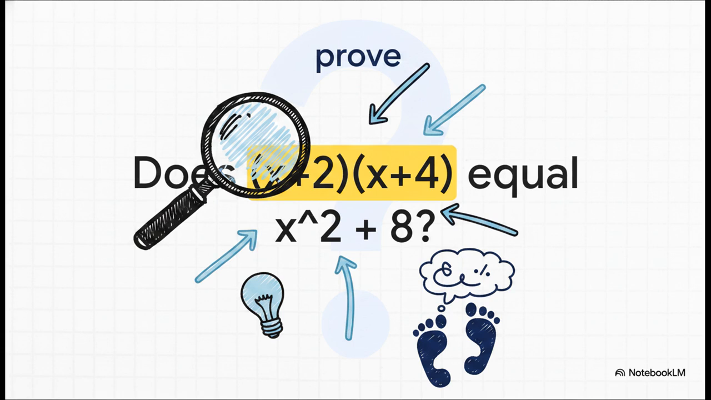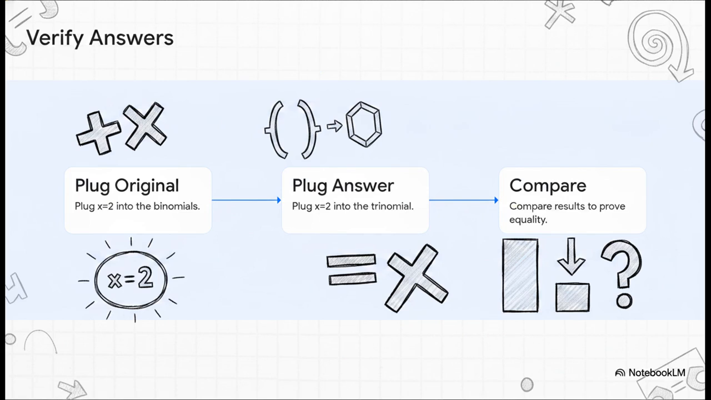But let's act as math detectives for a second. How can we audit our own construction to prove if this shortcut is right or wrong? The absolute best tool in our audit kit is verification by substitution. By plugging a really simple number like x equals 2 into both the start of the problem and our proposed end result, we can prove if our math is actually balanced.